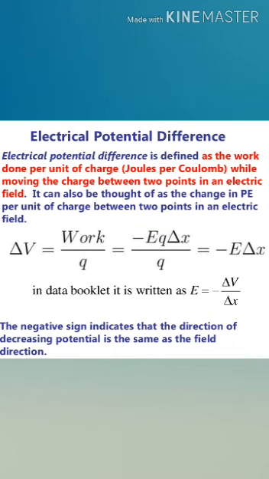What is electrical potential difference? Electrical potential difference is defined as the work done per unit of charge while moving a charge between two points in an electric field. Delta V equals work by Q equals minus EQ delta X by Q equals minus E delta X. In the data booklet it is written as E equals delta V by delta X. The negative sign indicates that the direction of decreasing potential is the same as the field direction. This is called electrical potential difference.